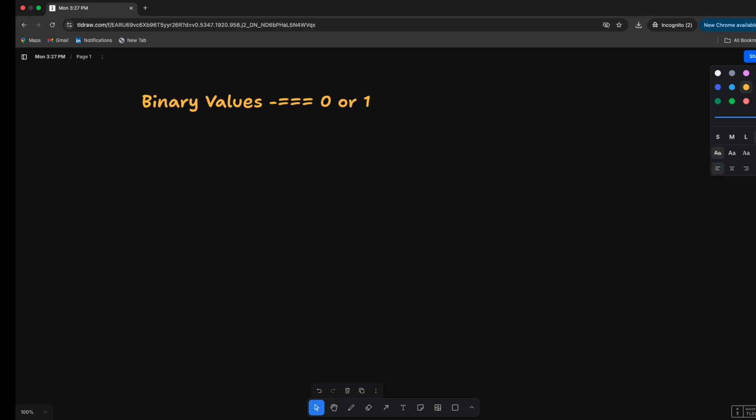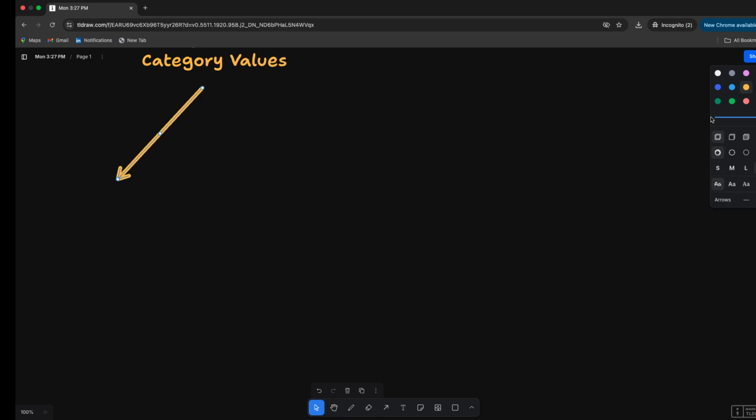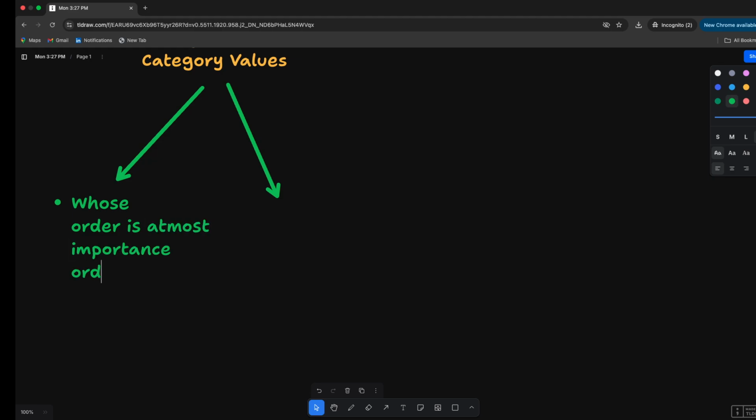And then you have ordinal. Now categorical values can be divided into two types. So you have category values, and these are further classified as ordinal and nominal. Ordinal is basically data in which the order is important. So it's category-based data whose order is important, where order is of utmost importance. So this is my ordinal.